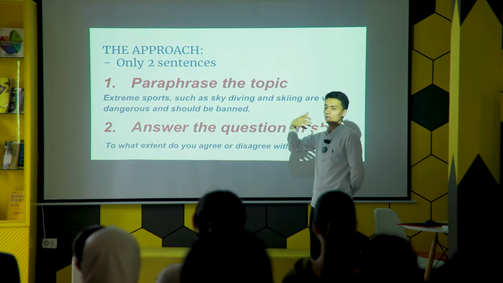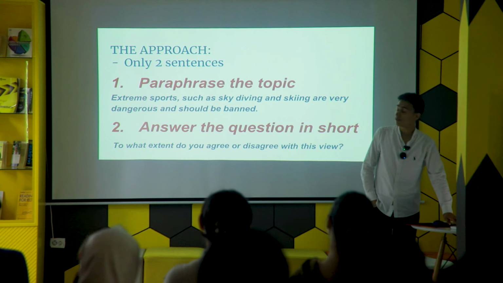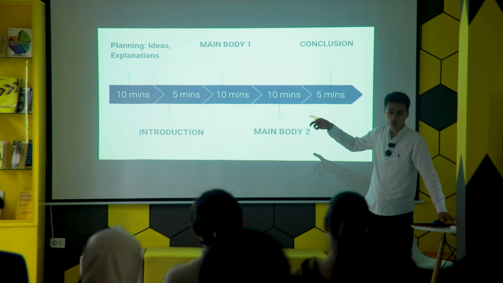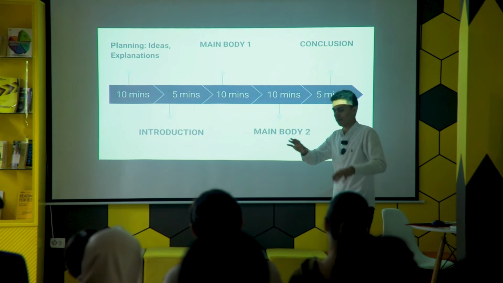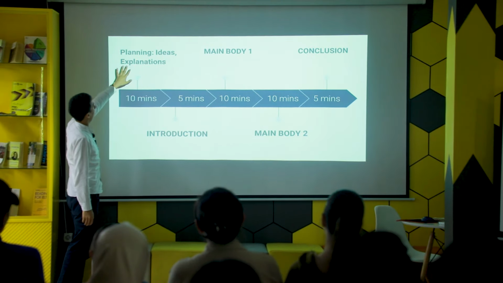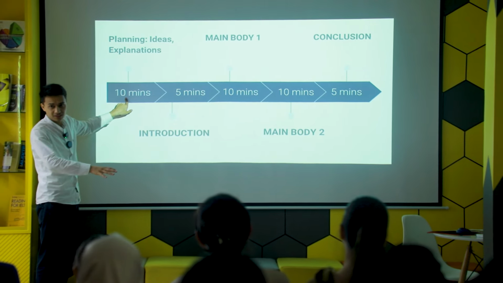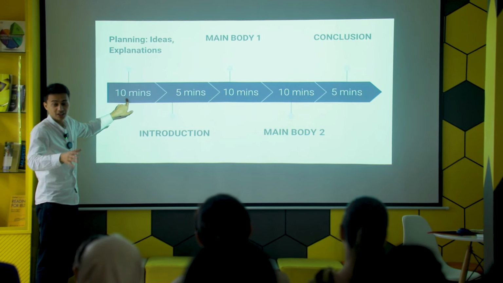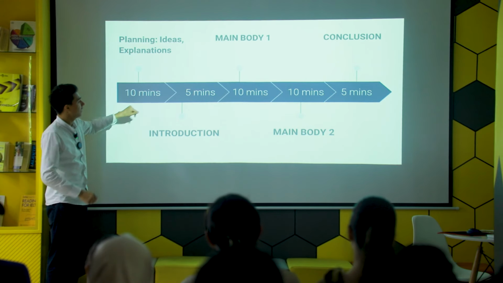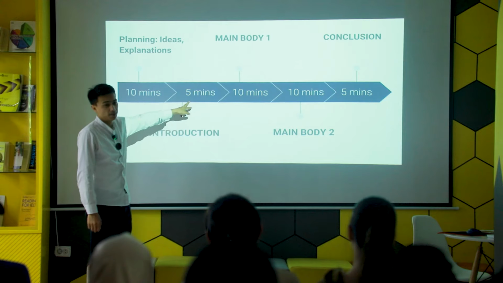Now we're going to write the introduction, right? So how do we write the introduction? So paraphrase the topic, right? This actually should be the correct way of planning the whole time. In reality, you should be planning your ideas and explanation for 10 minutes. Okay? Spend 10 minutes. Do the same thing we did together. Find arguments for both sides. Argue for both sides for 10 minutes. And then you can move on and write your introduction in less than 5 minutes. Okay, 5 minutes, that's the maximum.